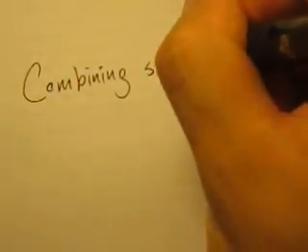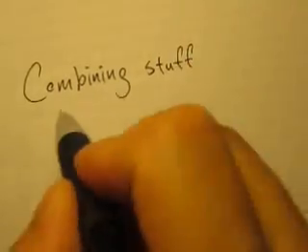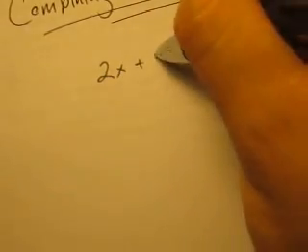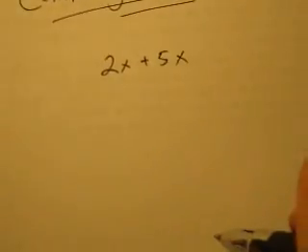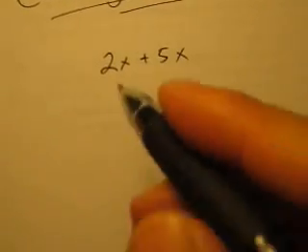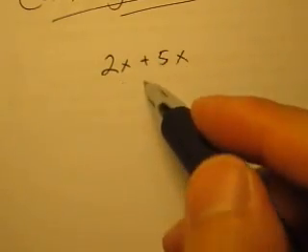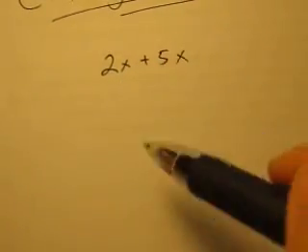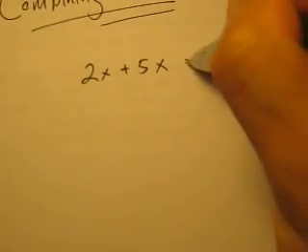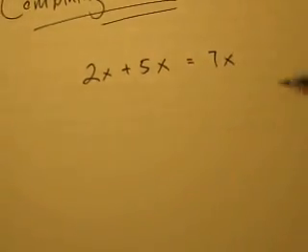Now we move on to combining like terms. I know this is something that we have not gone over in class yet, but we will. Let me give you a quick example. If I have 2x plus 5x, that's asking: if I have 2 x's and I'm adding 5 more x's, I have a total of 7 x's.